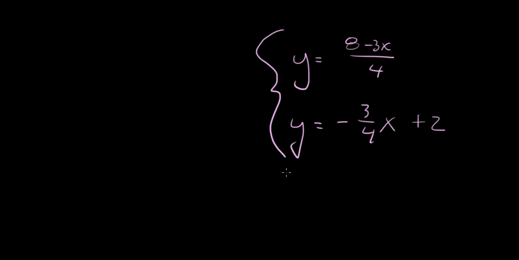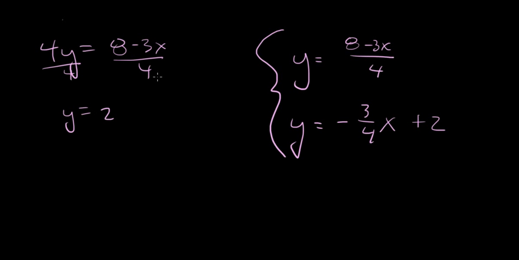Now, first I'm going to do a little tricky stuff here, a little manipulating here. I'm going to say 4y equals, I'm going to take this first one and multiply both sides by 4, and that equals 8 minus 3x, and now I'm going to divide by 4 overall. y equals 8 over 4 is 2 minus 3/4 x. If I rearrange that, what do I get? y equals negative 3/4 x plus 2.